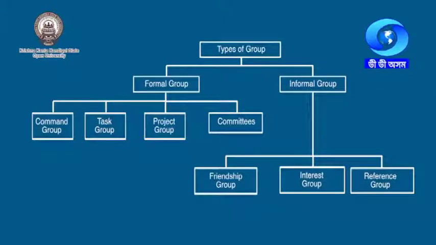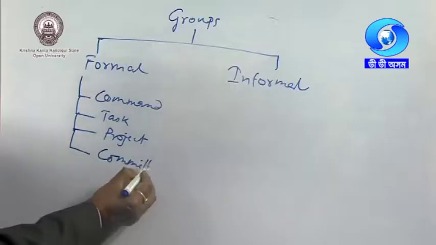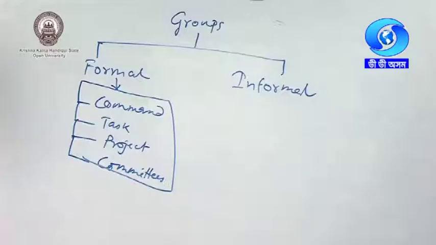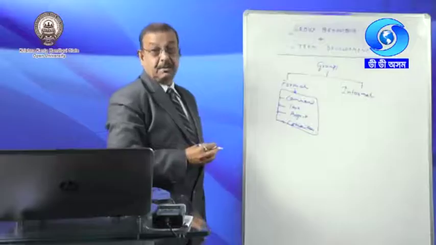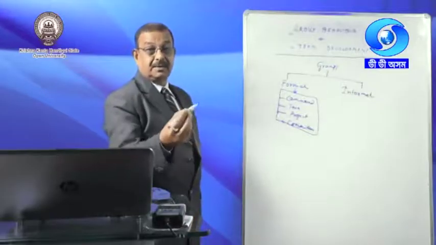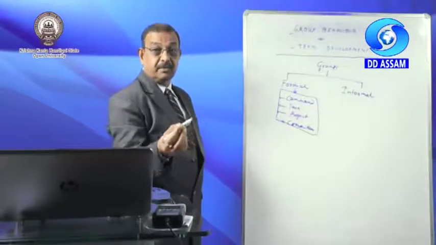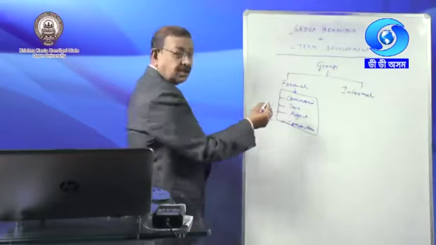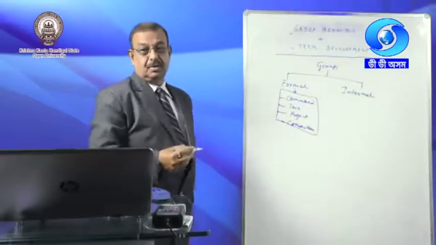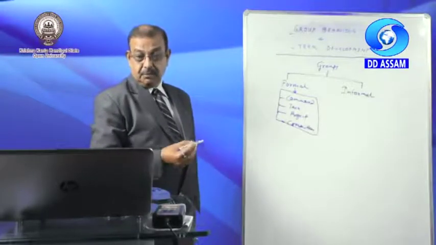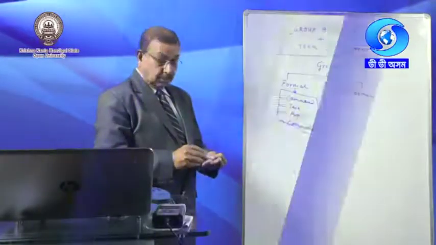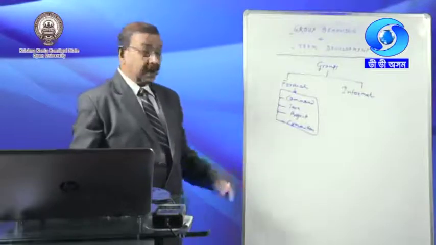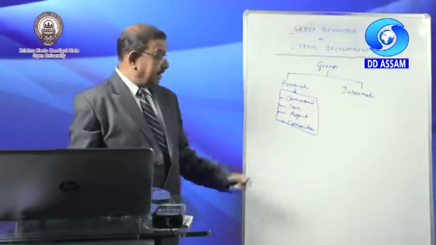Like that, we can talk about various kinds of committees we all are familiar with. These are all examples of formal groups. Say command group: the supervisor is there, the subordinates are there. The supervisor commands the subordinates, and subordinates obey the command. That's a command group. They work in cohesion. Task group: beyond those supervisor and subordinates, there could be some other aspects which might require some other decisions. So those are the matters of task group. Project group is there, committees are there.